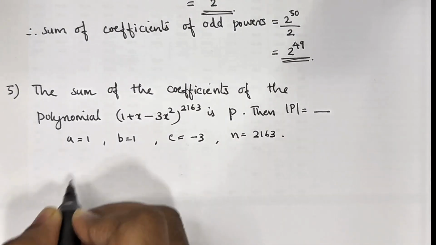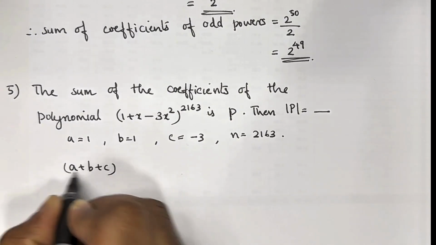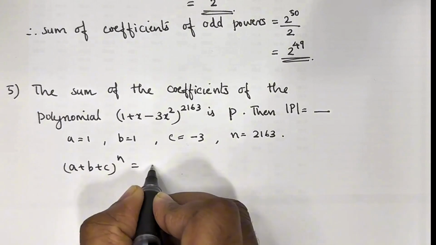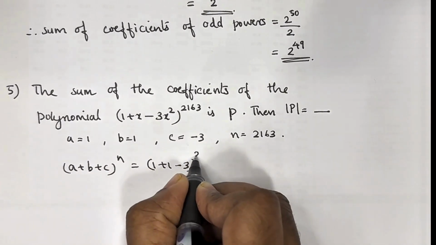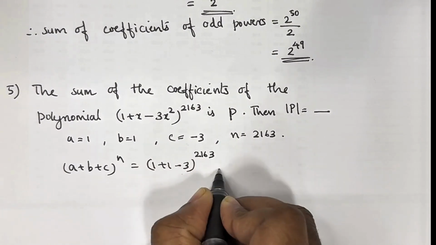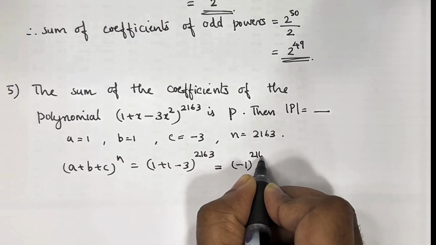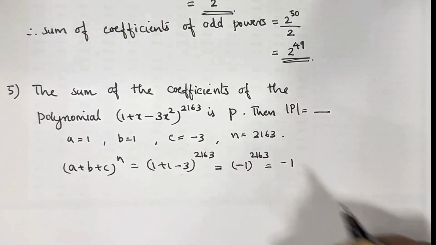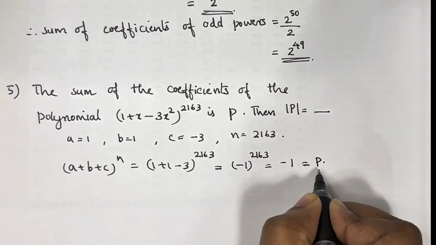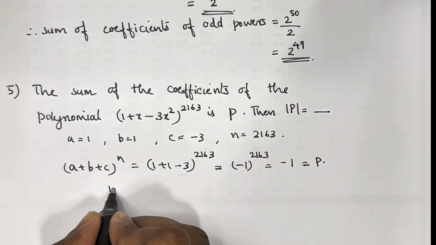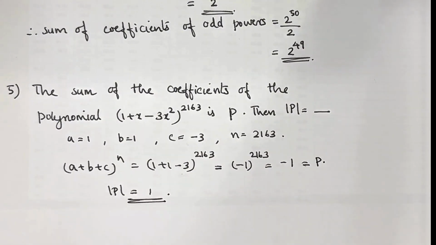Now first calculate (a + b + c) to the power of n. (a + b + c) to the power of n is equal to (1 + 1 - 3) to the power of 2163. That is equal to 1 + 1 - 3, which is negative 1, to the power of 2163. That is equal to negative 1 itself. So this is equal to P, as it is given. Now calculate mod P. The modulus of P is equal to the modulus of minus 1, which is equal to 1 itself.